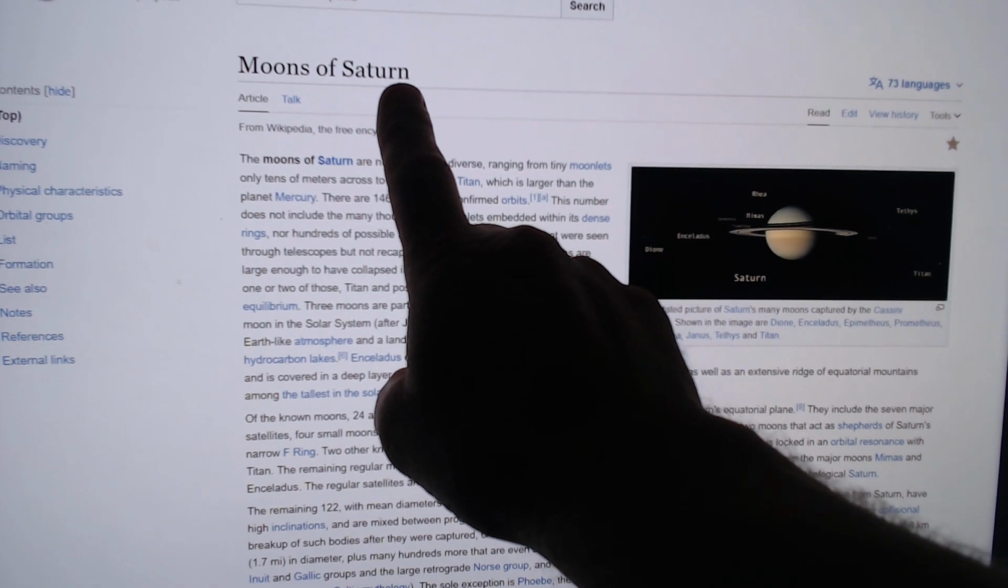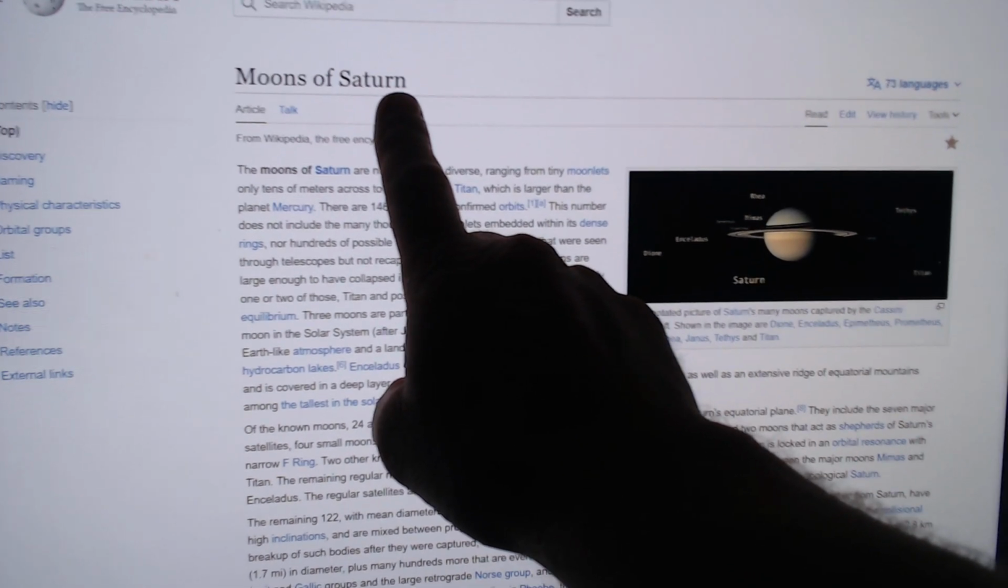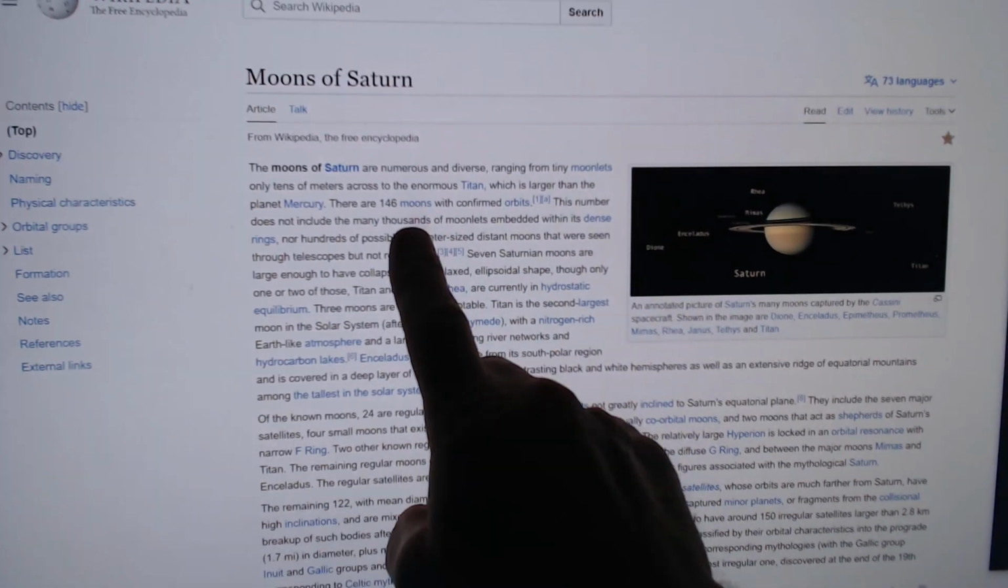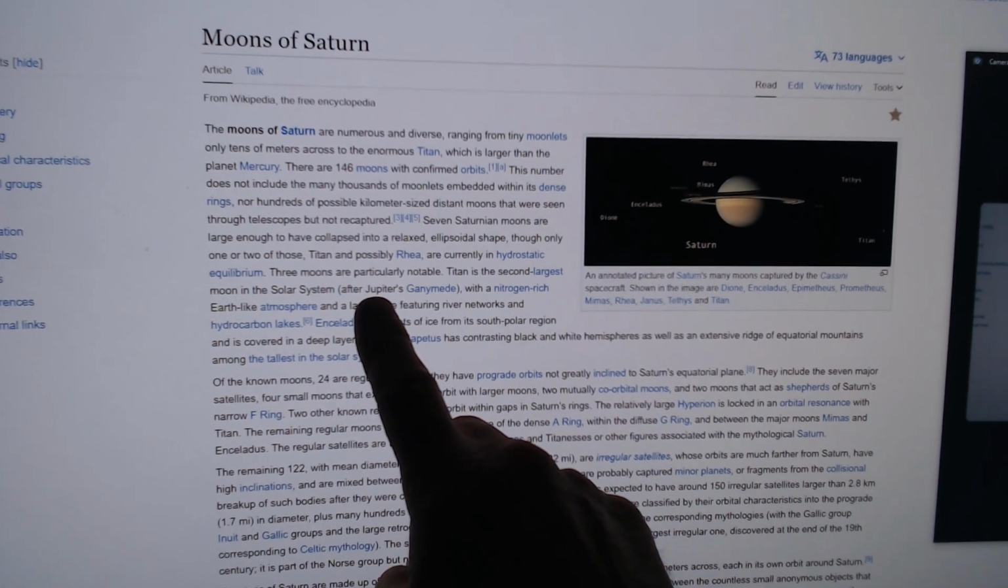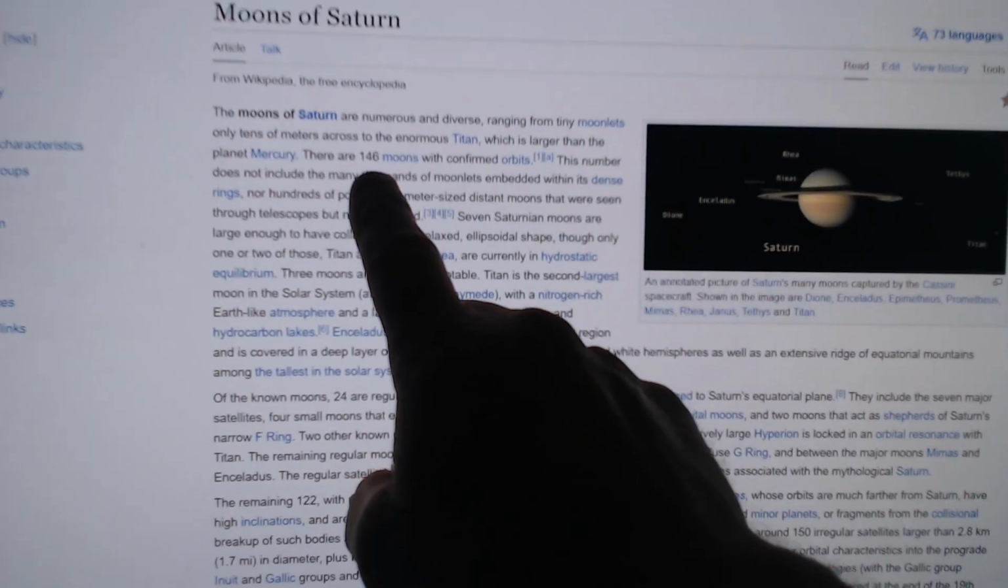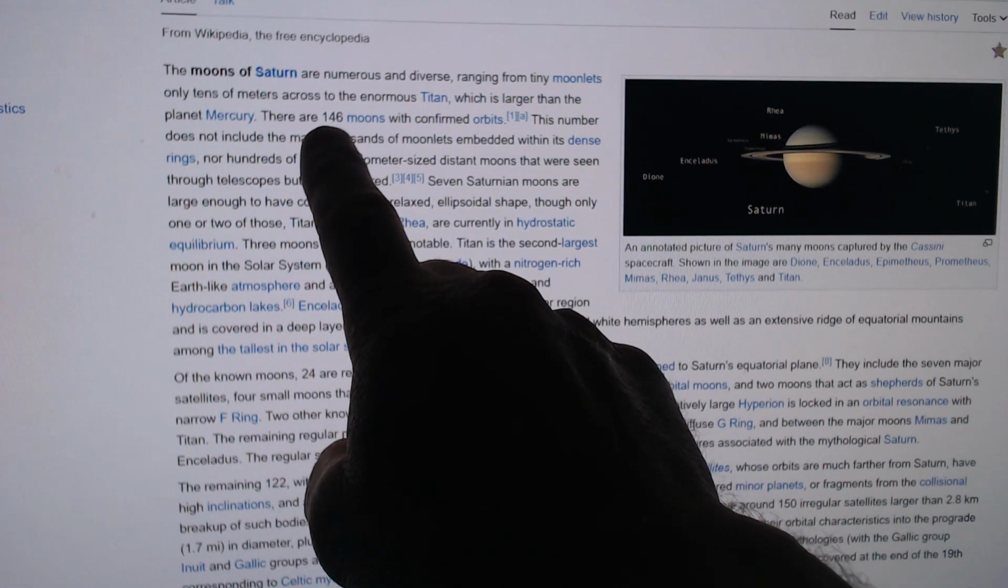93, 39 angels. 93 is 3 by 31. 13 by 3 is 39 angel. 1 times 6, 1 plus 6, 7, and 6 equals 13. They talk about 146 moons, 1 being the line.